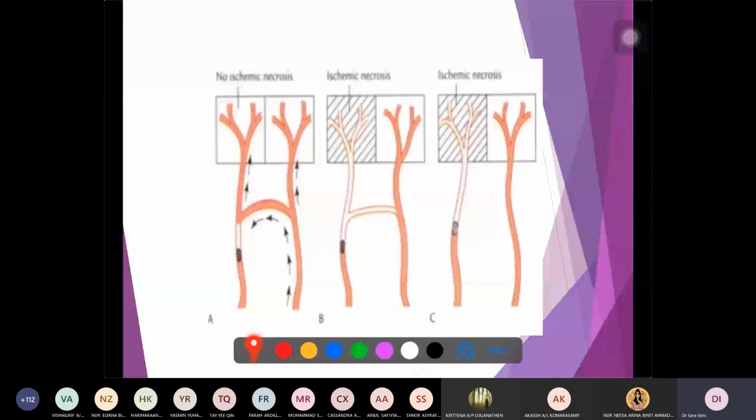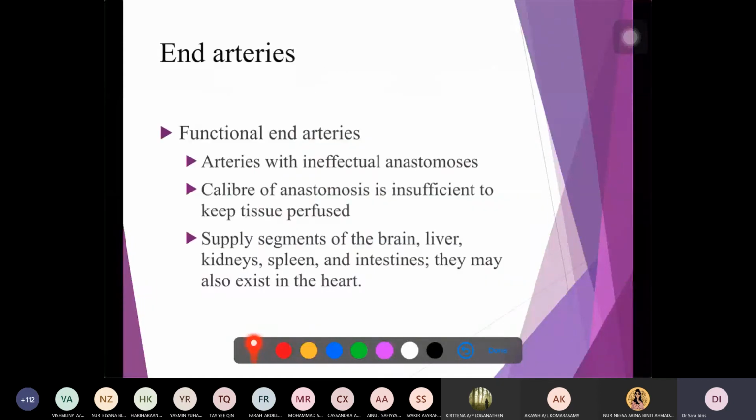Another type of end arteries is a functional end artery. So functional end arteries are where you actually have anastomosing between arteries, but it's ineffectual. You can't use it. It's not reliable because the caliber of anastomosis is insufficient to keep the tissue perfused. So say especially for organs that need a lot of blood supply, like the brain, the liver, the kidney, or even the heart. So these are all very, very important organs that have a very high metabolic activity.